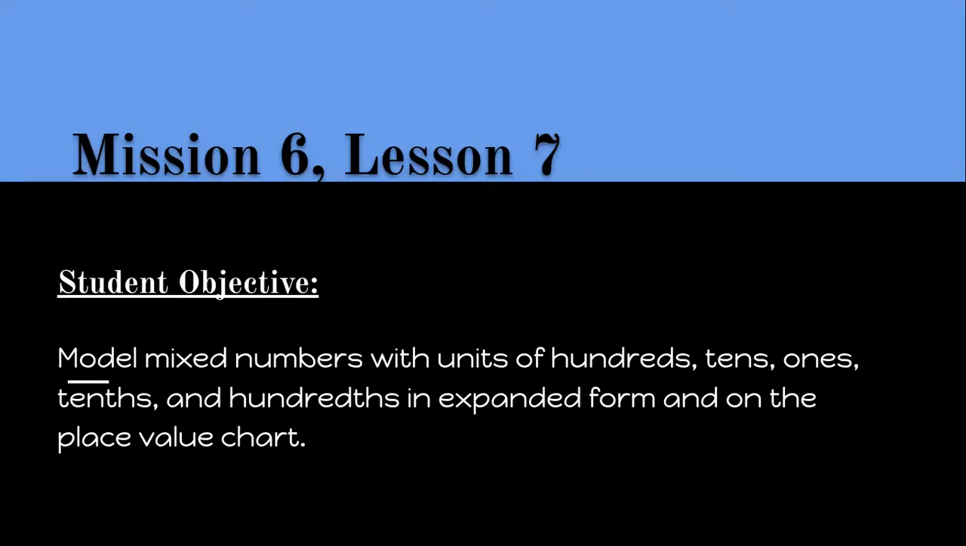Welcome to Mission 6, Lesson 7, where our student objective for today is to model mixed numbers with units of hundreds, tens, ones, tenths, and hundredths in expanded form and on the place value chart. In human words, this means we're just going to be looking at numbers that go into the hundredths place in terms of decimals, and we want to be able to write them in expanded form and also place the numbers in their proper place on a place value chart given a number. So let me model what that looks like.